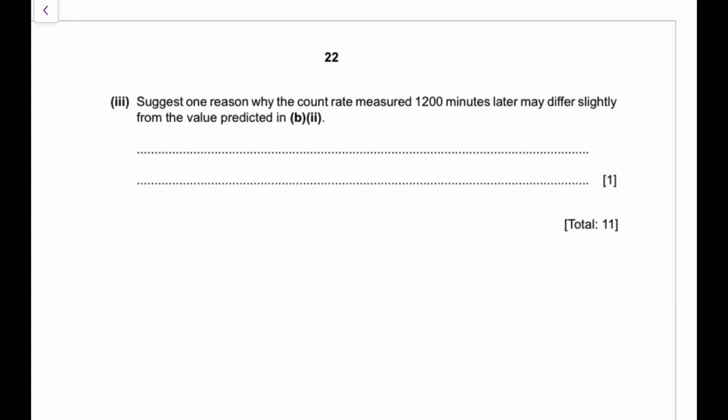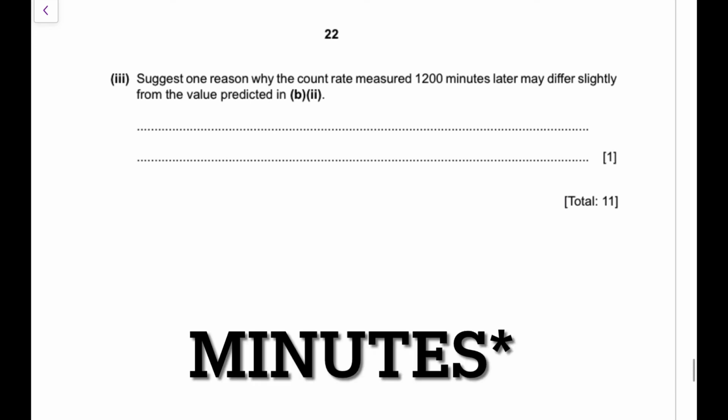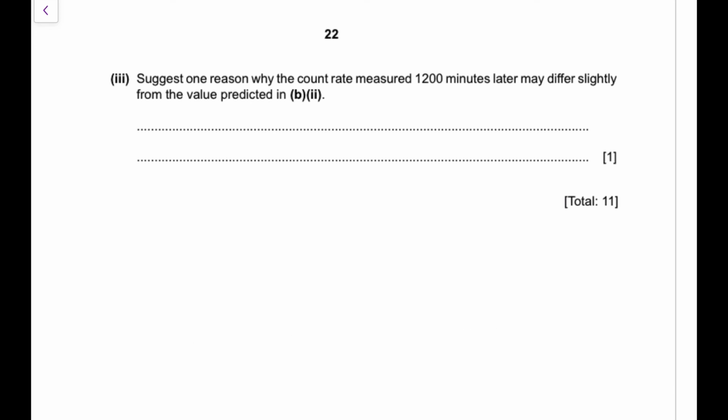3. Suggest one reason why the count rate measured over 1200 minutes later may differ slightly from the value predicted in B. And that's because count rate fluctuates randomly, so it may differ.